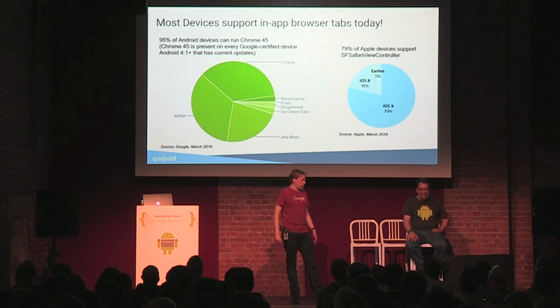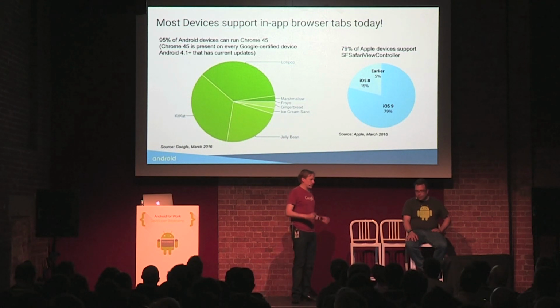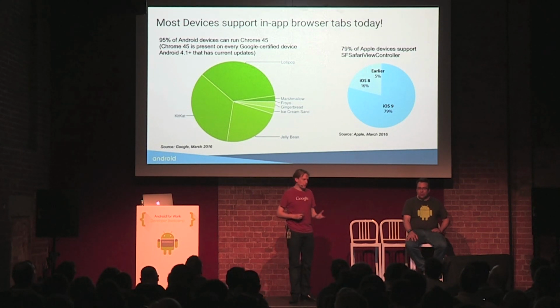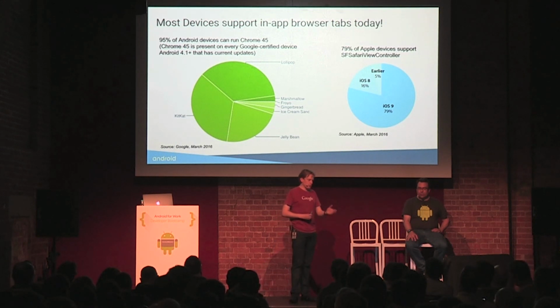All right, so in terms of support, as Andy mentioned, the custom tab itself is available, I think, back to Android 1.6, but Chrome shipped that in Chrome 45, which is present on about 95% of devices. And the story for iOS is pretty good as well.